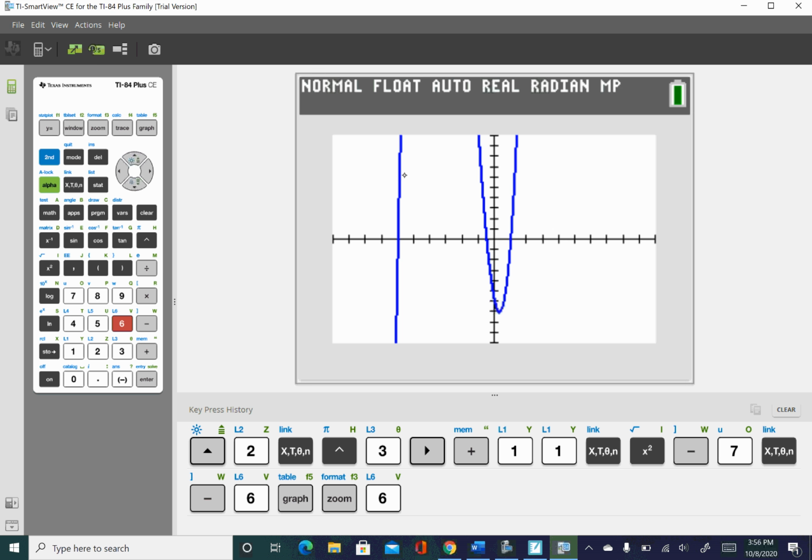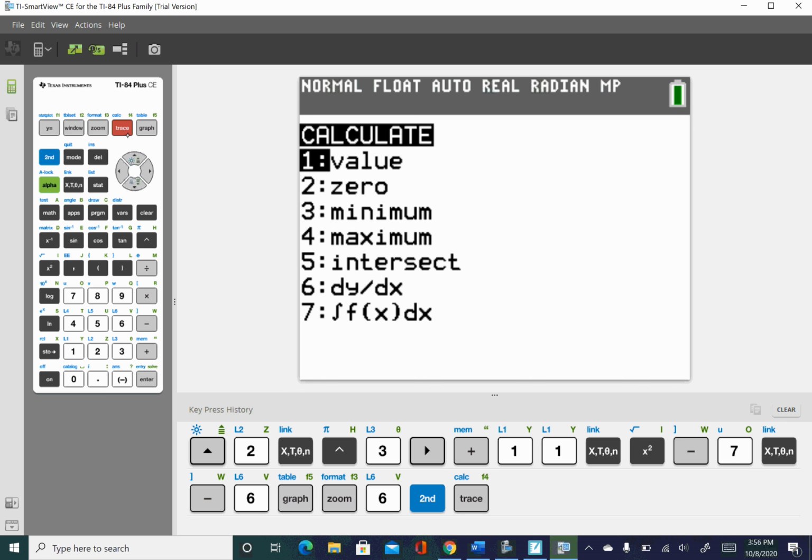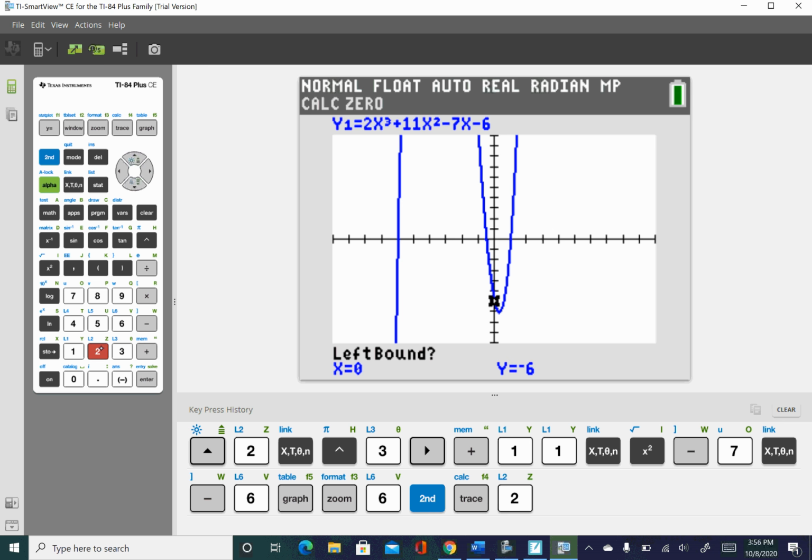If I wanted to adjust my window so that I could see that peak up there, I certainly could, but what I'm really concerned about is where I'm crossing the x-axis, and I can see that I'm picking up 3 places here. So this is where you go through second trace, number 2 for your zeros, and again, it asks you for left bound and right bound. We've done this before, but like I said, I thought it would be good to revisit this. I'm going to focus here on this first one over here on the left.